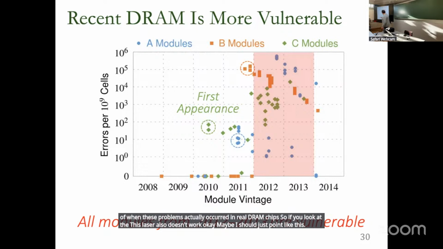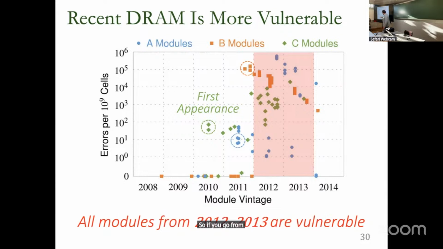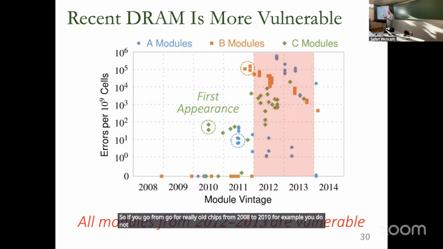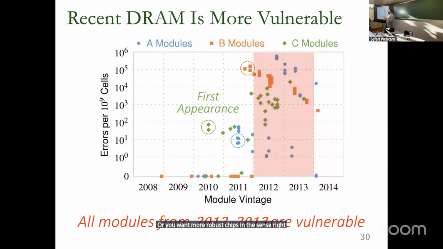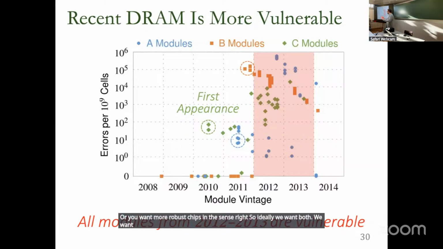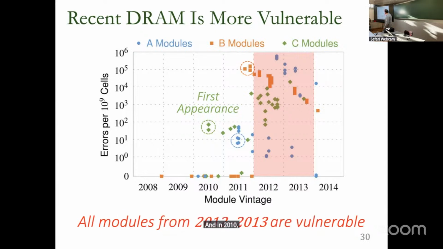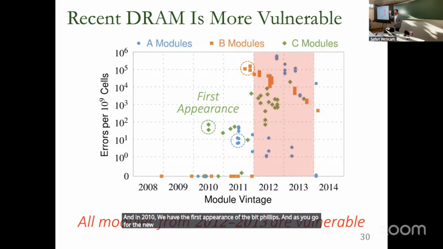If you go for really old chips, from 2008 to 2010, for example, you do not observe any bit flips. They are safe, but they have really low density and they are really slow. So you're actually bargaining: you want faster chips with higher capacity, or more robust chips. Ideally, we want both: high capacity, fast, and robust. In 2010, we have the first appearance of the bit flips. And as you go for the newer chips, the bit flips start occurring everywhere.